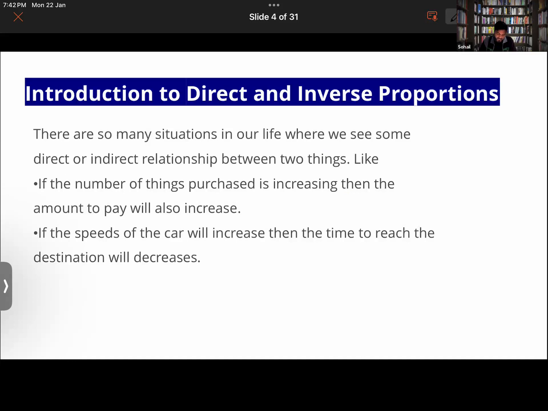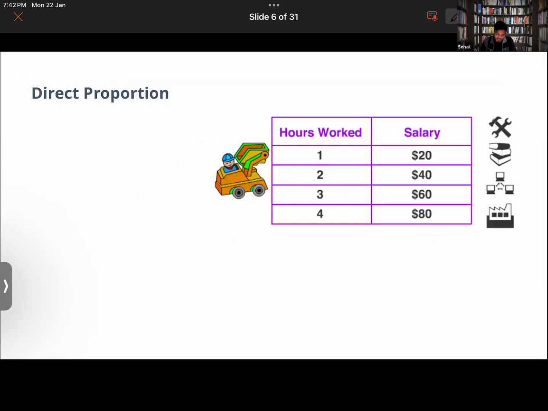Then we have direct proportions, right? Have a look at this one. If someone is working for 1 hour, he gets a salary of $20. For 2 hours, he is getting $40 and so on. So in this case, it obviously shows that an increase in one quantity leads to an increase in another quantity also. And we have studied about proportion also, right? We have studied about that also, no?